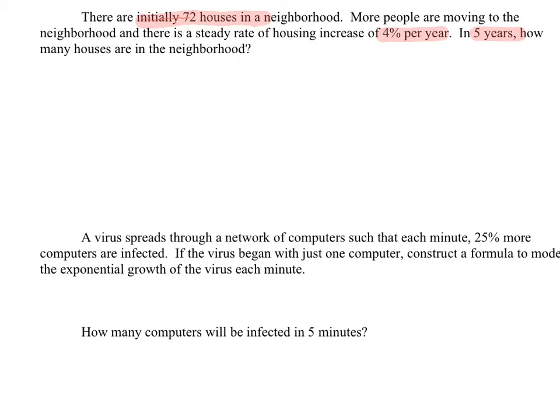So we can use our exponential growth formula, which we know is the total amount equals the principal amount times 1 plus the rate to the t over n. Start filling in the things we know. We want to know the total amount. Our principal amount is how many houses begin in the neighborhood. So at the beginning, we have 72 houses. Then it increases by 4% each year.